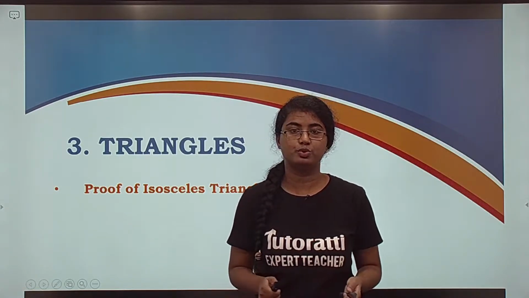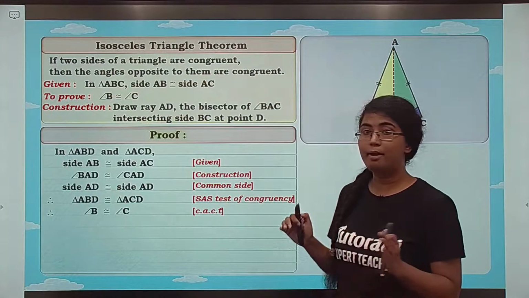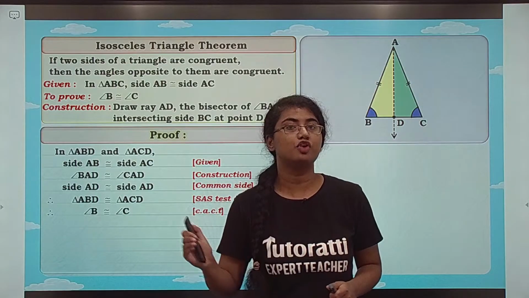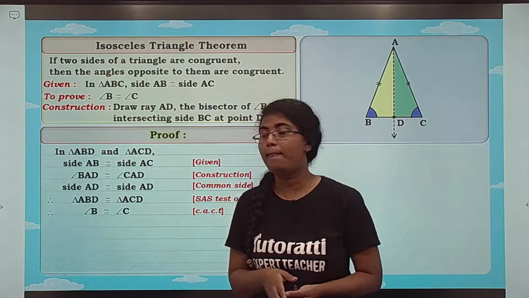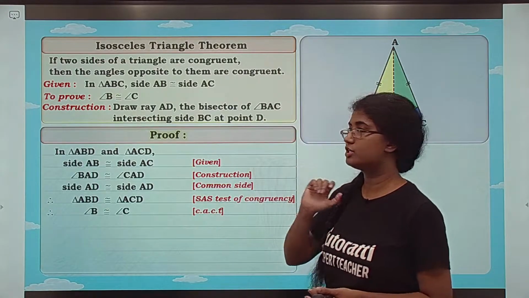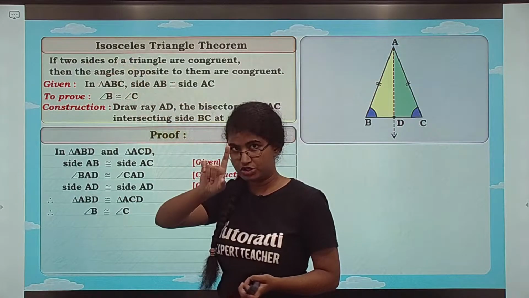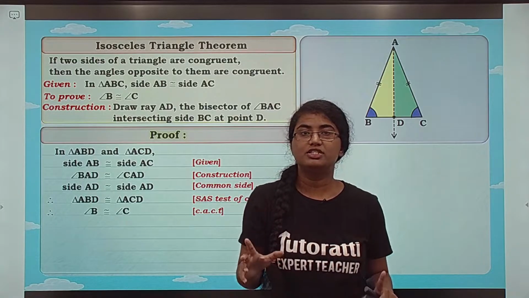Let's try and prove this one. Okay? Now for proving this, I want you all to remember or recall the tests of congruency, because we're going to use one of the tests of congruency in here. Okay? Fine. Now let's talk about isosceles triangle theorem. We have the statement here. Okay? The first step of a theorem is the statement. It is always the statement.